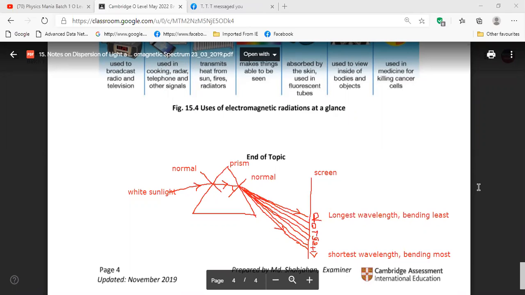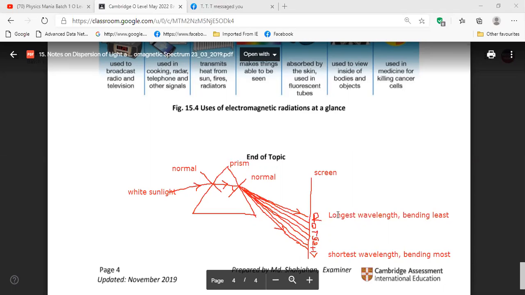So here you get the longest wavelength red and the shortest wavelength violet. And which one has longer wavelength? That one is bending less. Which one has shorter wavelength? That is bending more. Is it clear? Yes, sir.